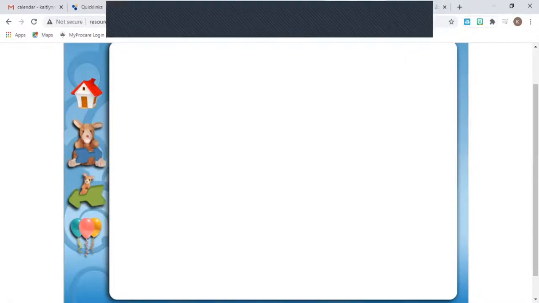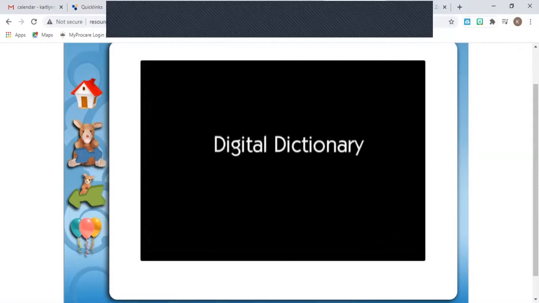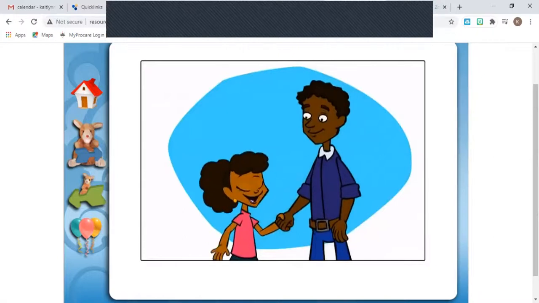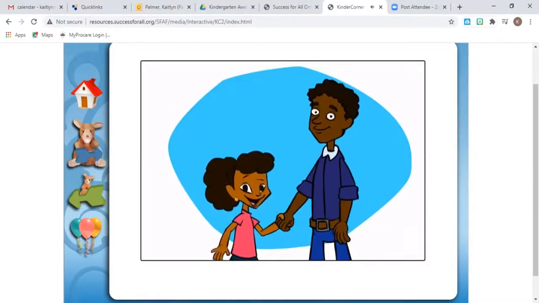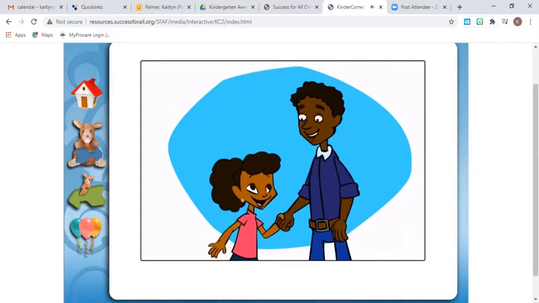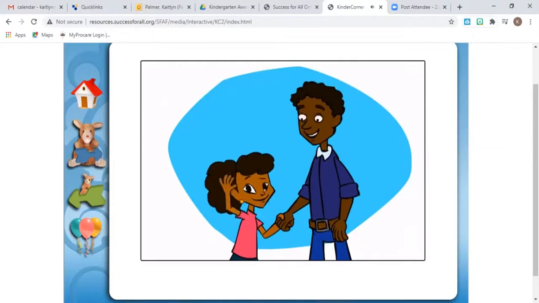That's about a son. Next is a daughter. Daughter. A daughter is someone's female child. The girl in this picture is Maya, and she's holding hands with her father. Maya is her father's daughter. Look, she's waving to us.